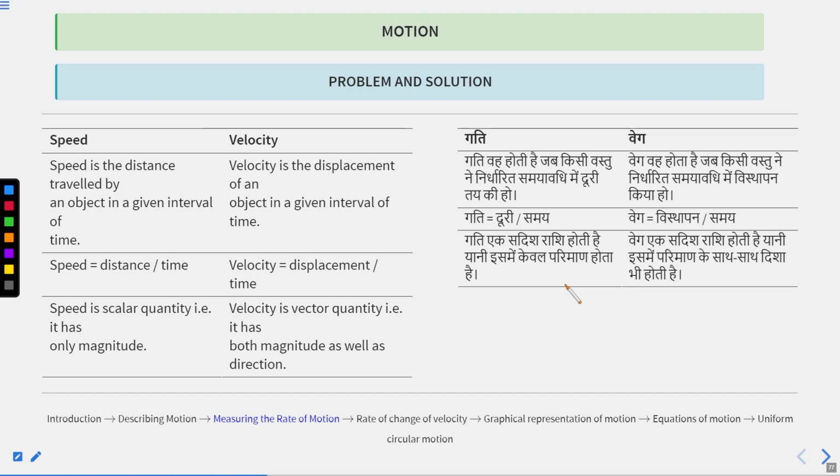This is the table differentiating between speed and velocity. Speed is the distance traveled by an object in a given time interval. Velocity is the displacement of an object in a given time interval. Speed is distance divided by time. Velocity is displacement divided by time. Speed has only magnitude, and a quantity which has only magnitude is known as a scalar quantity. So speed is a scalar quantity. Distance is a scalar quantity. Velocity has both magnitude as well as direction, so velocity is a vector quantity, like displacement is a vector quantity. So this table differentiates between speed and velocity. Is it clear, class? I hope it is clear to you.